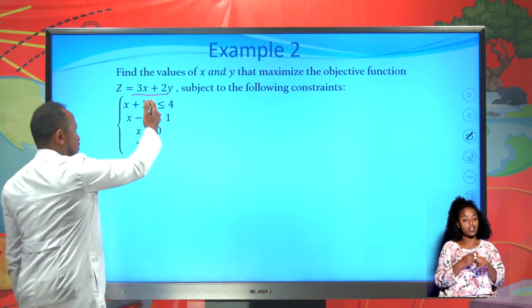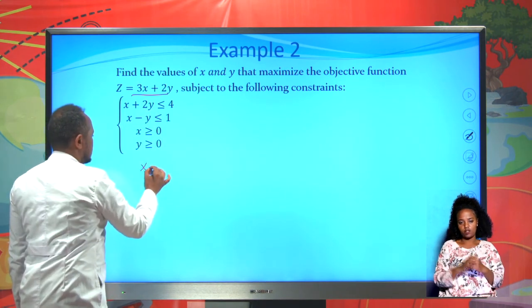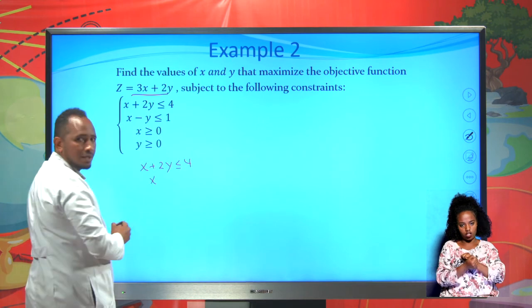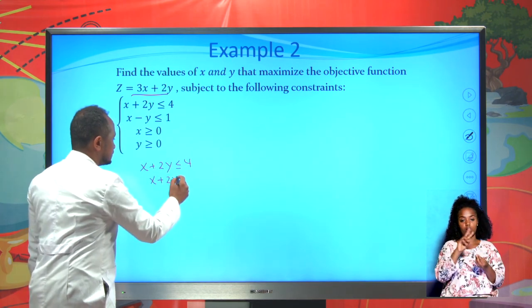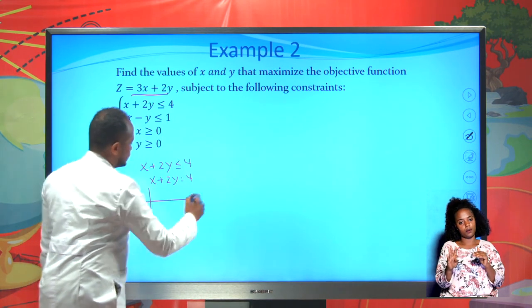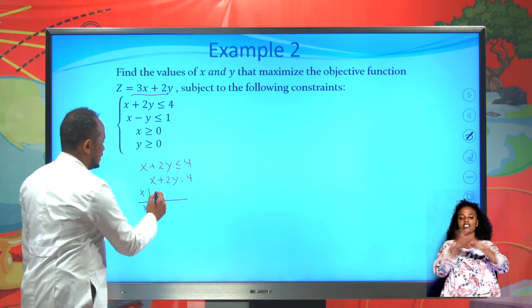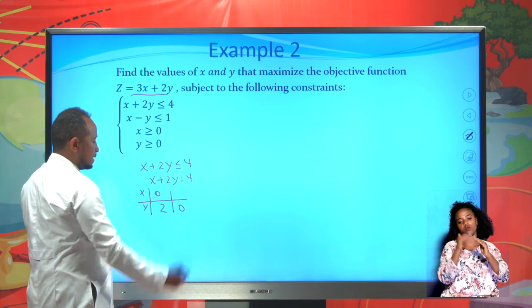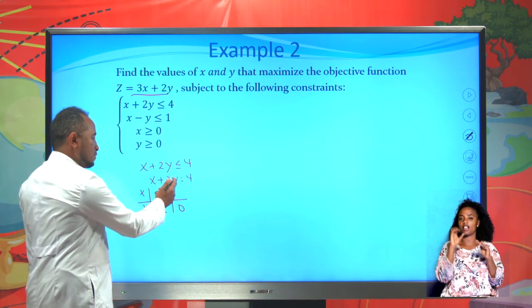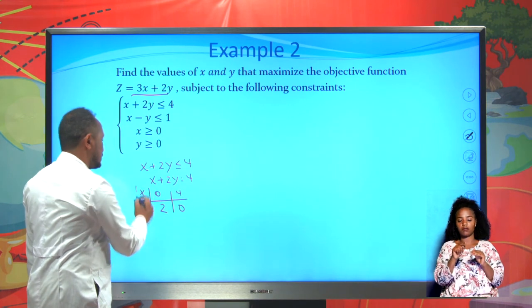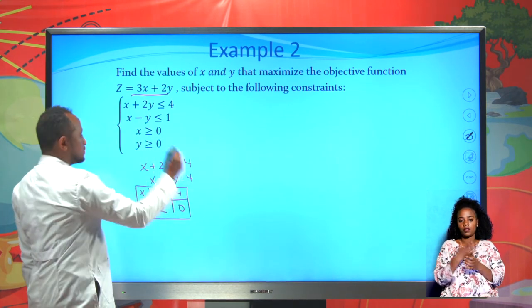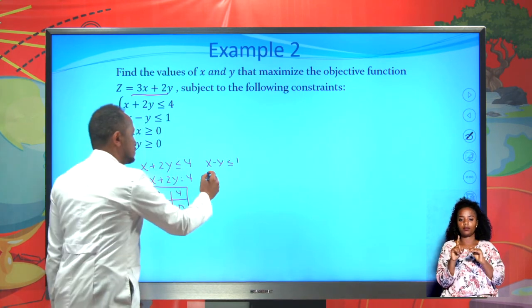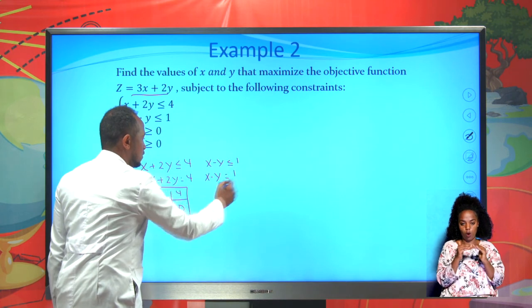Now first, let's draw the graph of each. x plus 2y less than or equal to 4. I need to change this into an equation to find the boundary line. This is x plus 2y is equal to 4, and to draw the graph, simply take the intercepts, when x is 0 and when y is 0. When x is 0, 2y is equal to 4, so y is 2. And when y is 0, x plus 0 is equal to 4, so x equals 4. We have this point. And for this part, x minus y less than or equal to 1, so this will be x minus y is equal to 1.